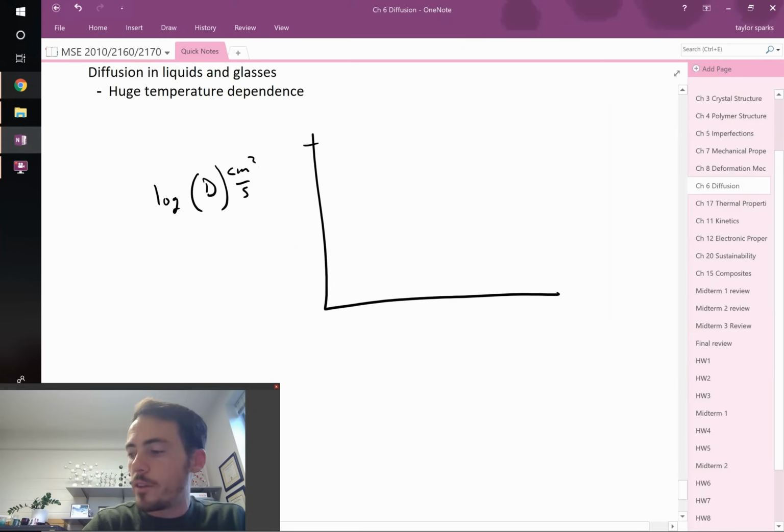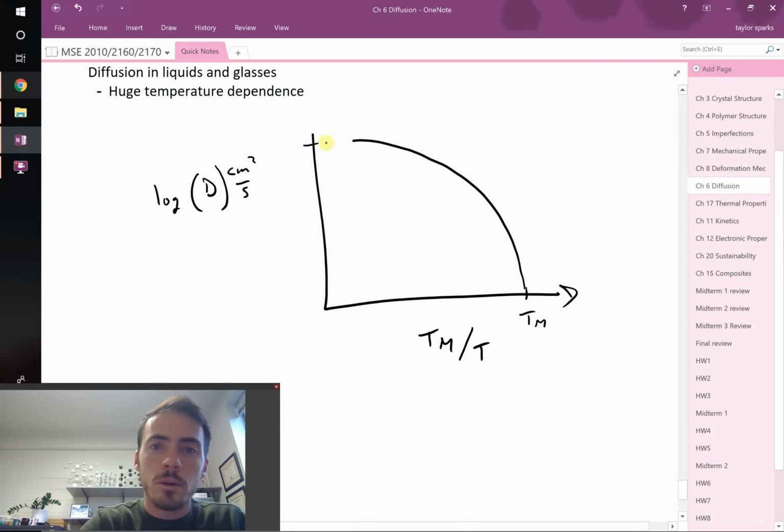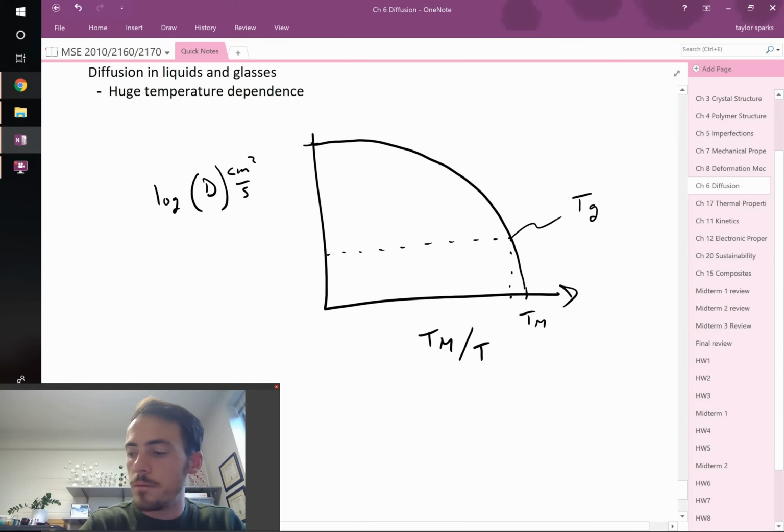And then on the x-axis, you've got the temperature of the melting point divided by the temperature where you're at, right? So if you go all the way up to here, where you're at the temperature of your melting point, typically diffusion looks something like this, right? Right here, maybe that's your glass transition temperature. So this would be maybe Tg, okay? That's going to have something like 10 to the negative 16.